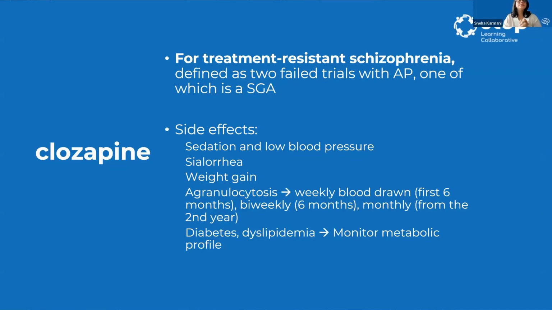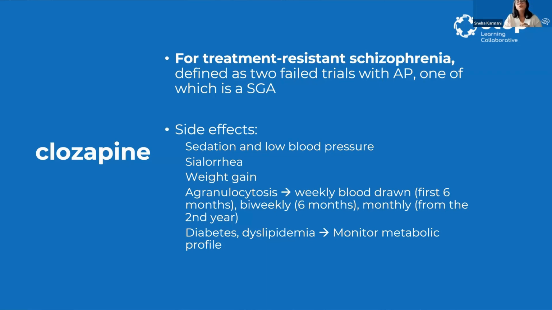Clozapine, this is a drug that can be considered for treatment-resistant schizophrenia. What is treatment-resistant schizophrenia? It is defined as two failed trials with antipsychotics. At least one of them has to be a second-generation antipsychotic. Side effects with clozapine use, sedation, low blood pressure, sialorrhea, or increased salivation. Often they will complain that my pillow gets wet at night or they're drooling. Weight gain, agranulocytosis. So the absolute neutrophil count decreases.